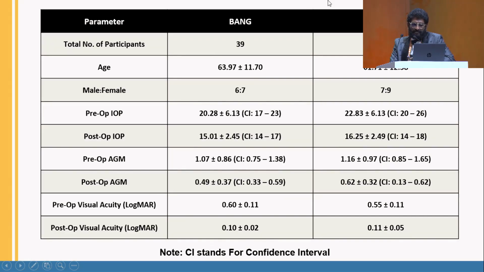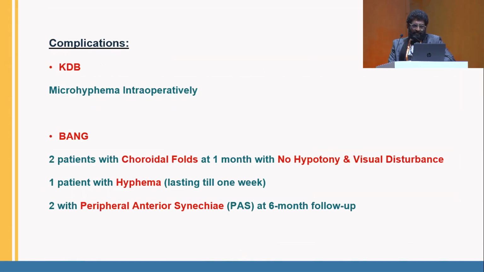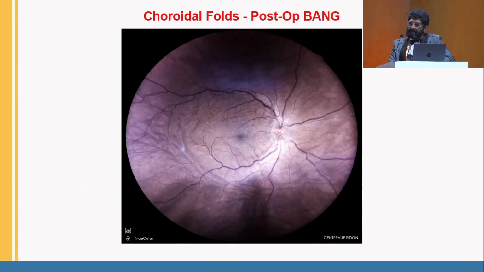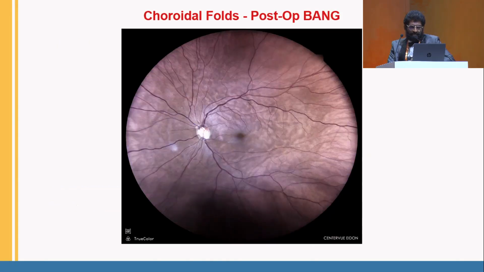And these are the parameters of the age, the ratio, the visual acuity, and the confidence interval charting that you can see here. Regarding complications, in KDB microhyphema was noted in a few, whereas in BANG there were some patients with choroidal folds which did not have any issue with the visual acuity, and 2 patients had peripheral anterior synechiae that you can see here.